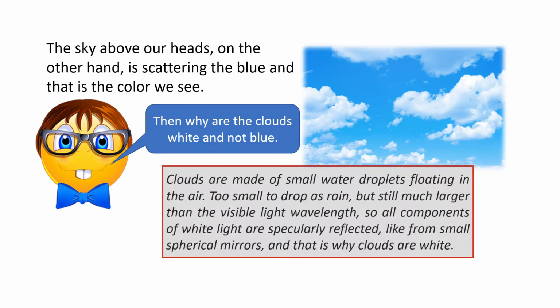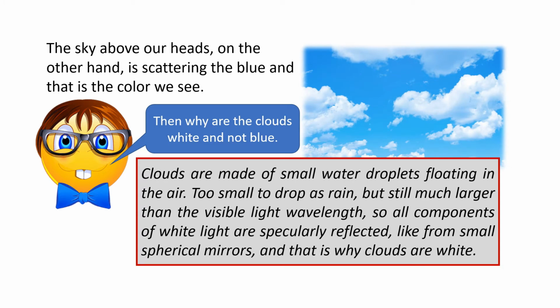Intelligent question. Clouds are made of small water droplets floating in the air, too small to drop as rain, but still much larger than visible light wavelength. So all the components of white light are specularly reflected, like from small spherical mirrors, and that's why clouds are white.